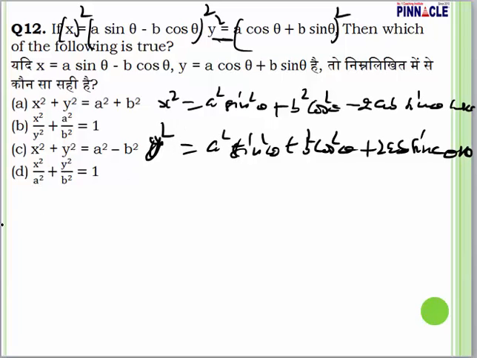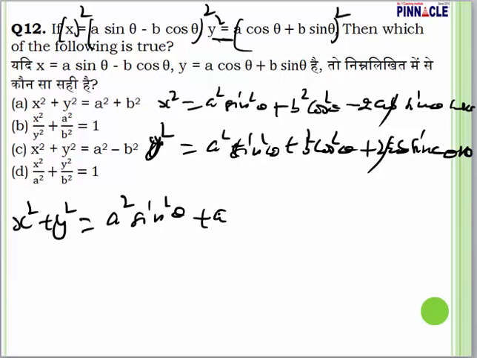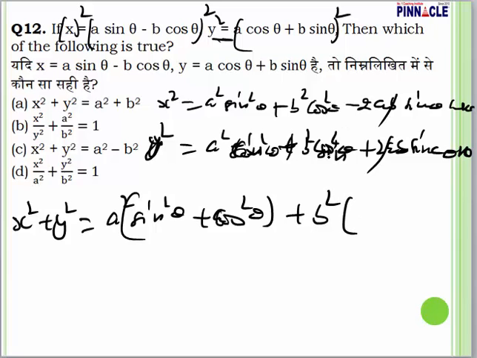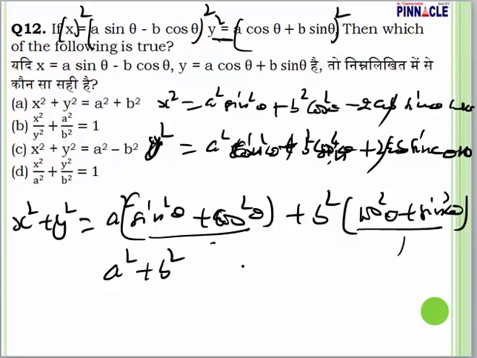If we add, x square plus y square, the cross terms will cancel, and we will get a square times sin square theta plus cos square theta, plus b square times cos square theta plus sin square theta. This should be equal to a square plus b square, because sin square theta plus cos square theta is equal to 1. So total would be x square plus y square is equal to a square plus b square.